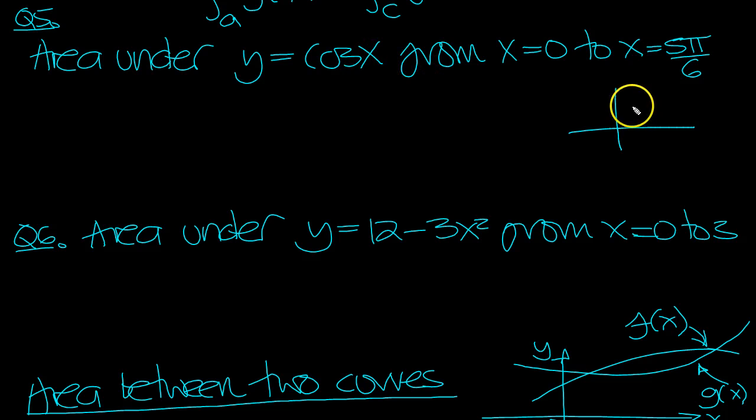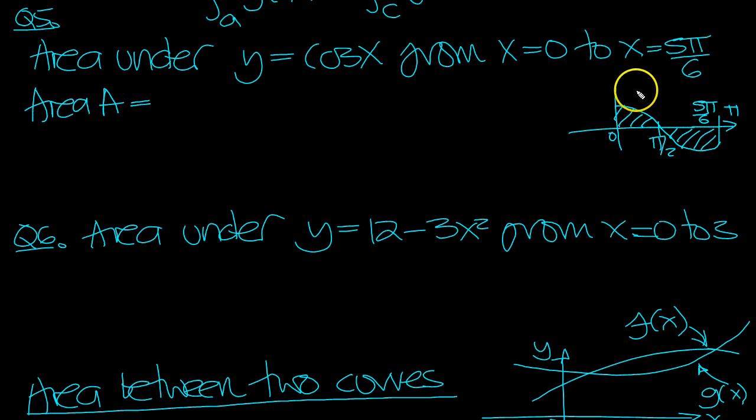So here's cosine x. It goes like that, doesn't it? Like that. This is pi over 2. It comes back to 0 at pi, the cosine function, but we're just short of that at 5 pi over 6. So it's positive here from 0 to pi over 2, and then it's negative from pi over 2 to 5 pi over 6. So the area then, bounded by the curve and the x-axis, this is A1, this is A2.